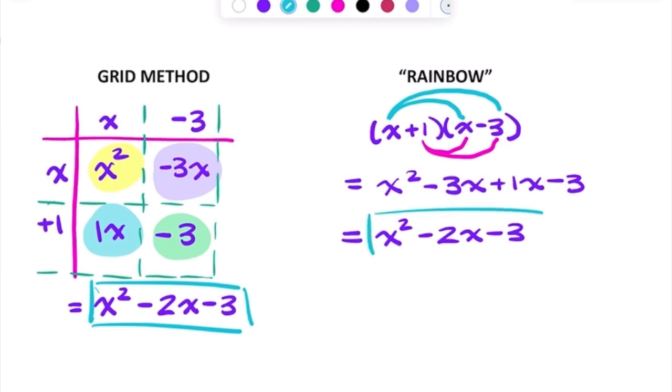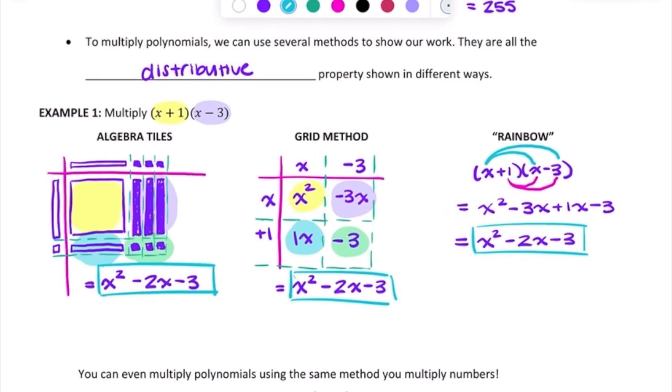Now, all three of these things, exact same skills, different representations of it, right? And we can see the similarities, right? There's an x squared here. We have the negative 3x. We have the positive 1x. And we have the negative 3. So if I color code them, hopefully we can see the similarities in all four methods.